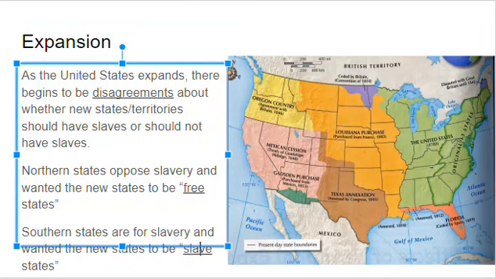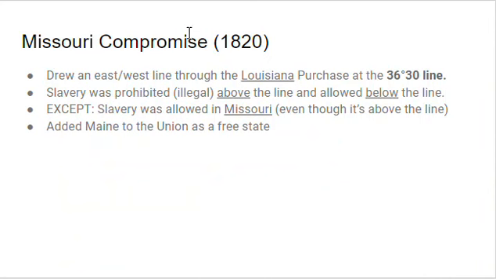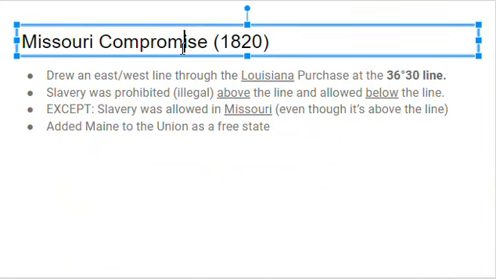So because the North and the South didn't agree, they had to come to compromises. And a compromise is when you don't necessarily get what you want, but you get a little bit. It would be like if I'm selling my bike for $100 and somebody wants to buy it for $50. A compromise would be $75. We both find something in the middle.